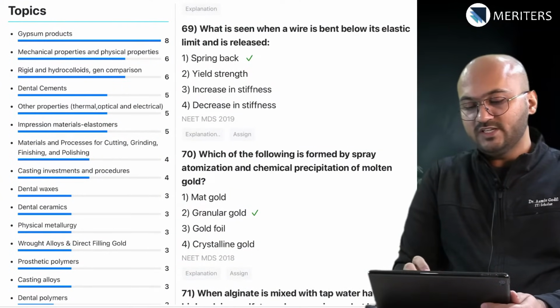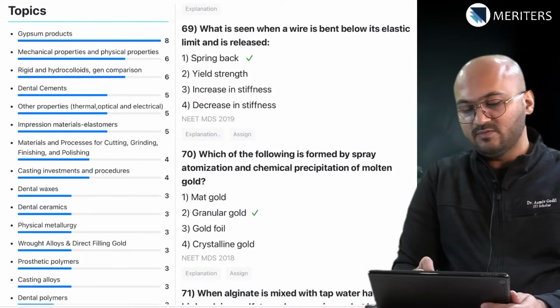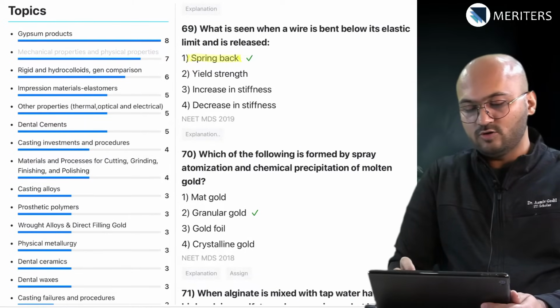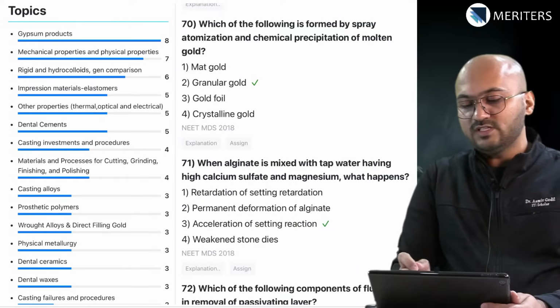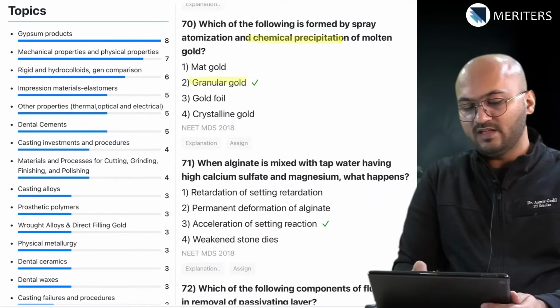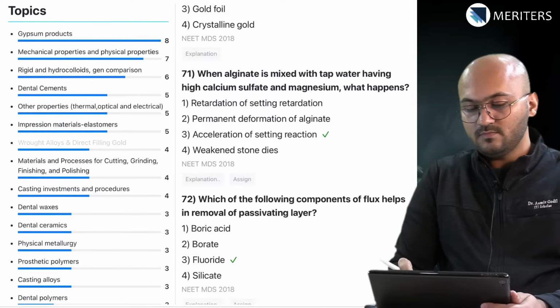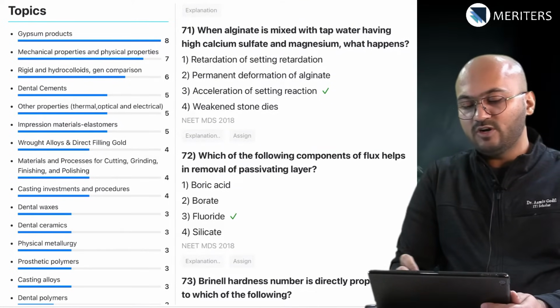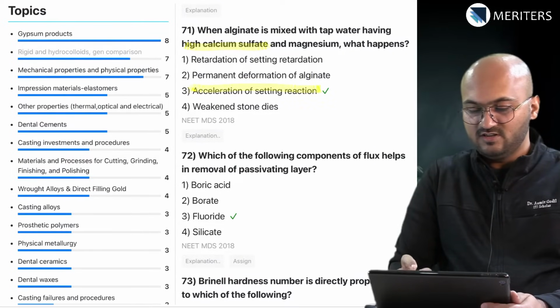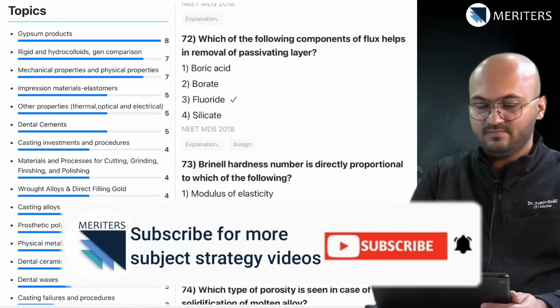Remember the value. What is seen when a wire is bent below its elastic limit and is released? It's called spring back, ortho. Which of the following is formed by spray atomization and chemical precipitation of molten gold, granular gold? When alginate is mixed with tap water having high calcium sulfate and magnesium, it accelerates the rate of reaction. So it will set faster.